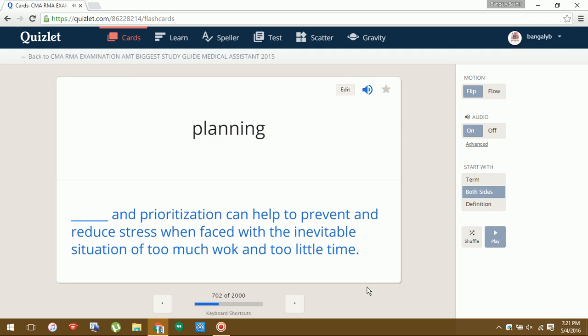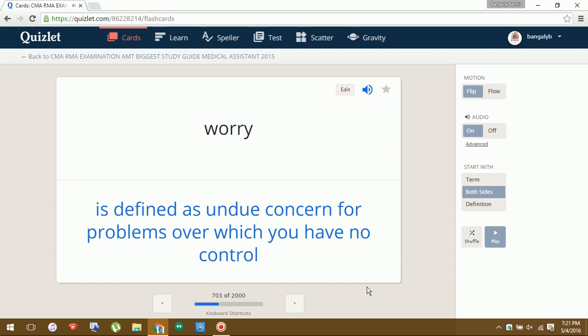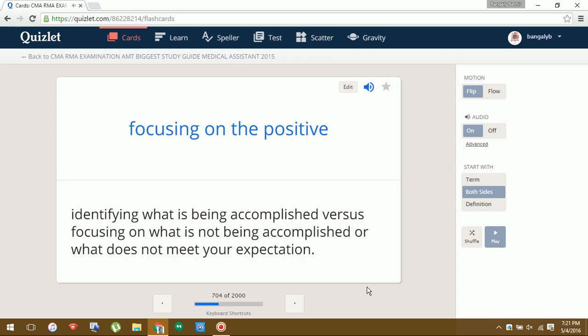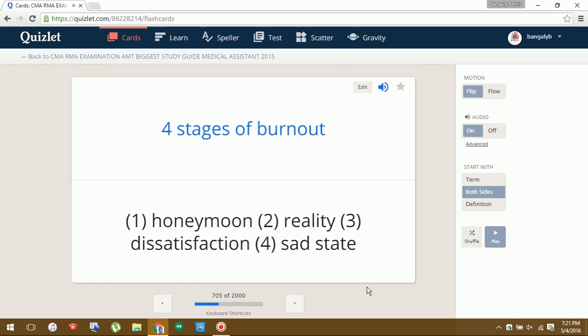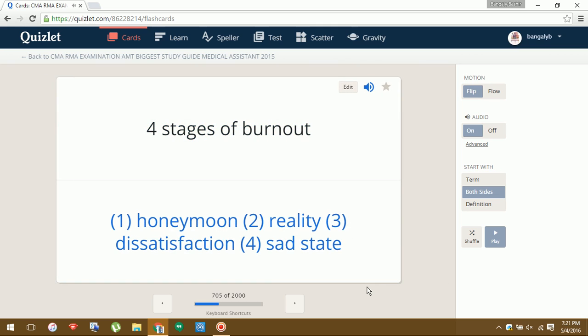Planning. Blank and prioritization can help to prevent and reduce stress when faced with the inevitable situation of too much work and too little time. Worry is defined as undue concern for problems over which you have no control. Focusing on the positive. Identifying what is being accomplished versus focusing on what is not being accomplished or what does not meet your expectation. 4 stages of burnout. Honeymoon, reality, dissatisfaction, sad state.